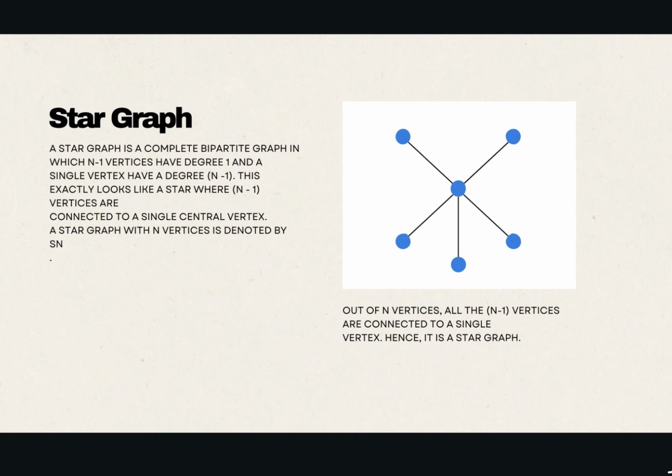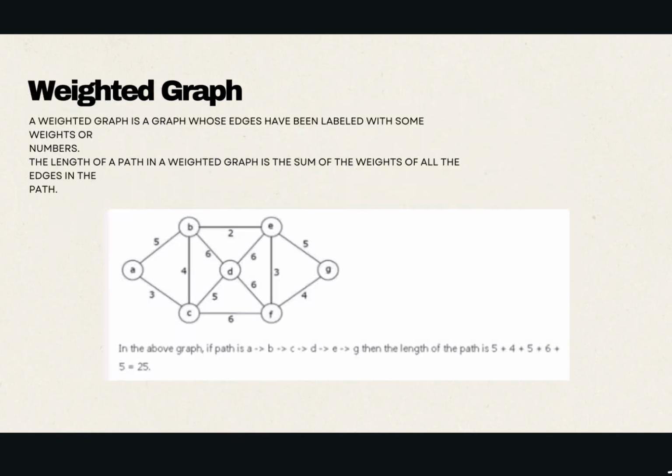Star graph. A star graph is a complete bipartite graph in which n-1 vertices have degree 1 and a single vertex has degree n-1. This exactly looks like a star, where n-1 vertices are connected to a single central vertex. A star with n vertices is denoted by Sn. Out of n vertices, all the n-1 vertices are connected to a single vertex, hence it is a star graph.